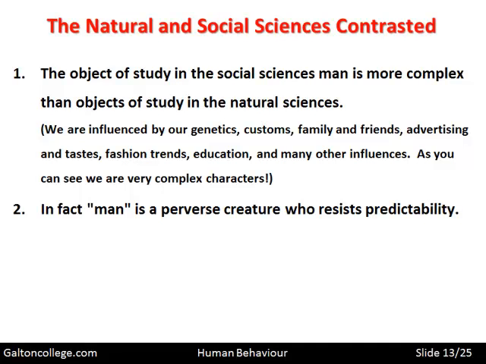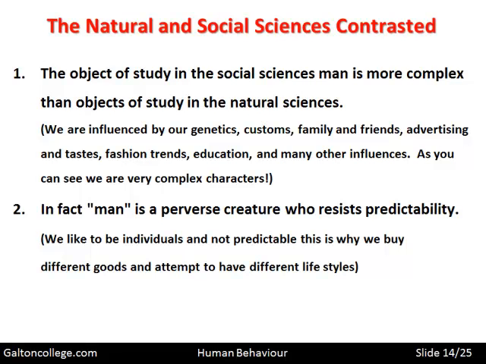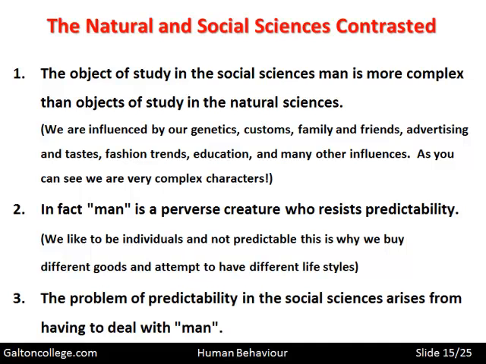We resist predictability. As soon as we become predictable, we change our behavior. That's why we like to buy different goods and we attempt to have different lifestyles. We like to stand out from the rest. So instead of being predictable, it's nigh impossible to predict the behavior of people. So the problem of predictability in the social sciences arises from having to deal with man.